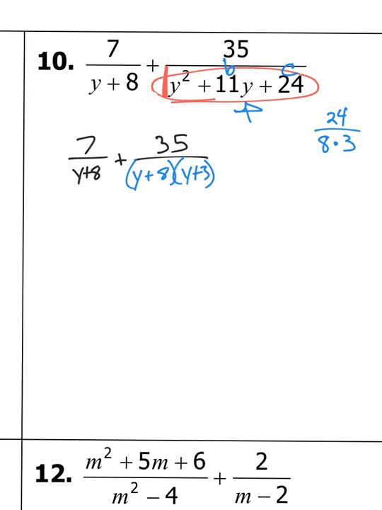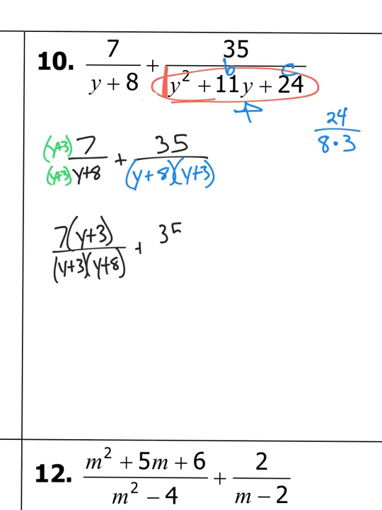So now, if I'm looking at my denominators, I have y plus 8 here, and over here I have y plus 8 and y plus 3. If I wanted to make this denominator the same as this denominator, I would multiply by y plus 3. Whatever I do on the bottom, I just have to do up top. And now I have 7 times y plus 3, and on the bottom, I have y plus 3, y plus 8. Now that I have the same denominators, I can add.